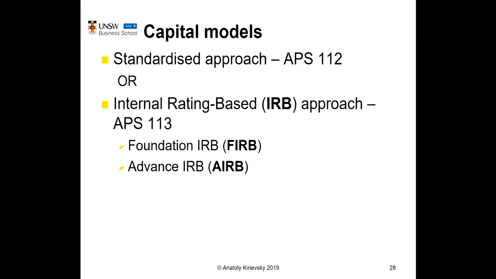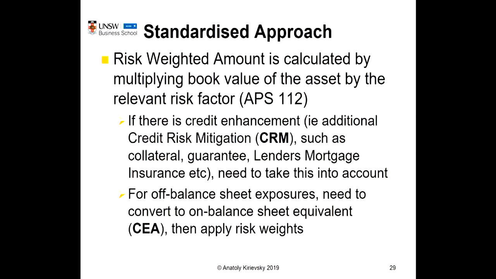So now we come to the actual capital models. So in Australia, we've got the two prudential standards, APS 112 and APS 113. So 112 is the standardized approach, and 113 is the internal approach. And the internal approach has two sub-models, the foundation and the advanced. What do they look like?